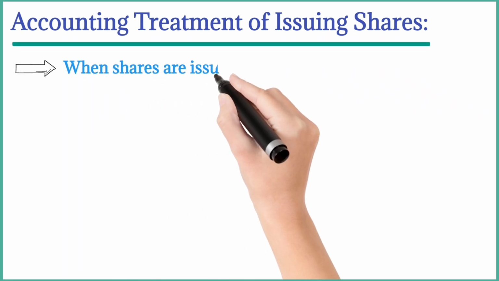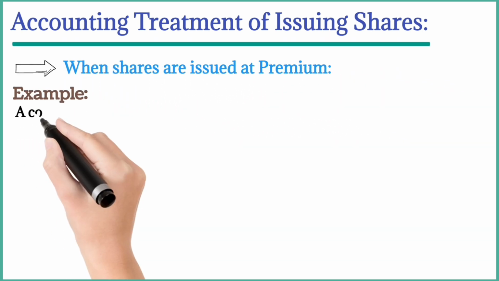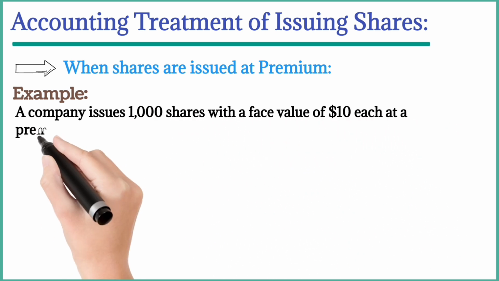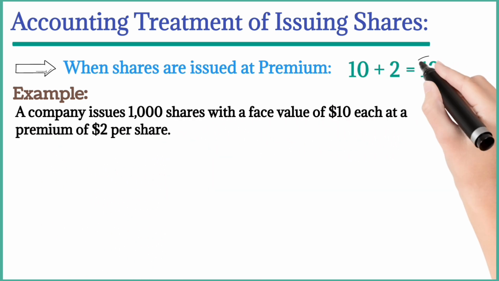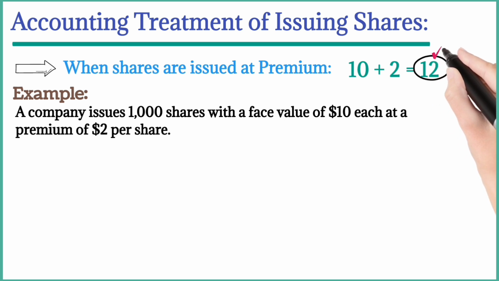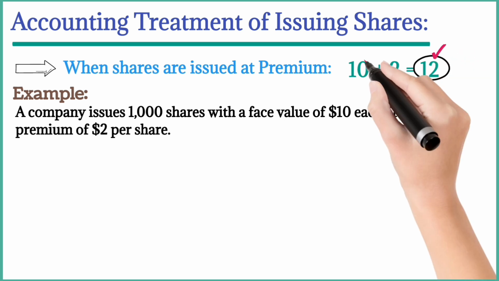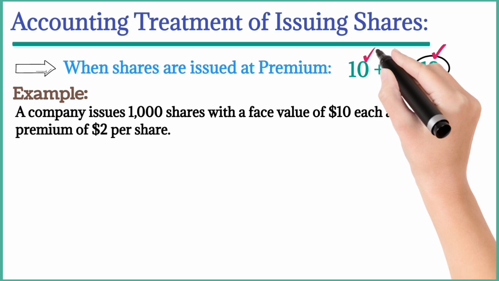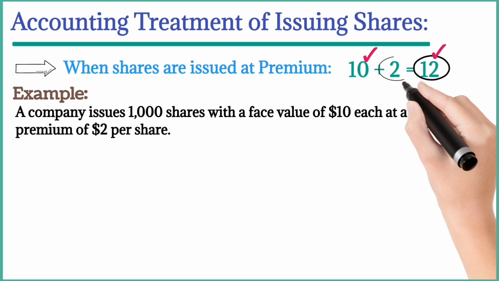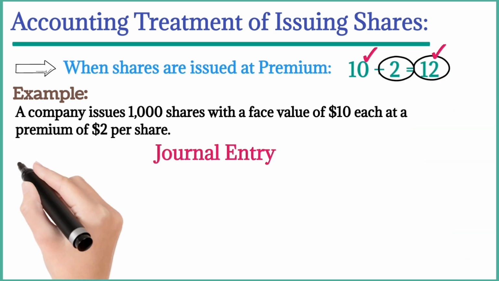When shares are issued at a premium. Example, a company issues 1,000 shares with a face value of $10 each, at a premium of $2 per share. This means the company will sell each share for $12. When a company issues shares at a price higher than their face value, or par value, it's called issuing shares at a premium. The excess amount received over the par value is known as the share premium.